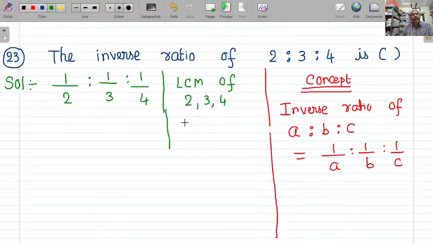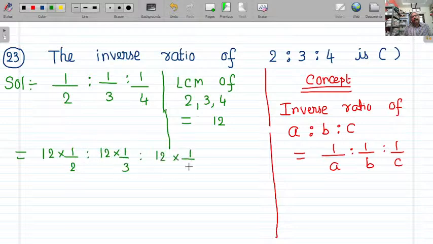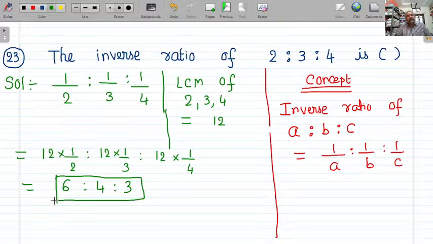So the least common multiple is here 12, because 2 divides 12, 3 divides 12, 4 divides 12. This equals, we can write, 12 multiplied with 1 by 2, 12 multiplied with 1 by 3, 12 multiplied with 1 by 4. So 2 6s are 12, 3 4s are 12, 4 3s are 12. So this is the required ratio, 6 is to 4 is to 3. Right? Yes, Mahesh, absolutely correct. LCM, least common multiple, is 12, not 24.